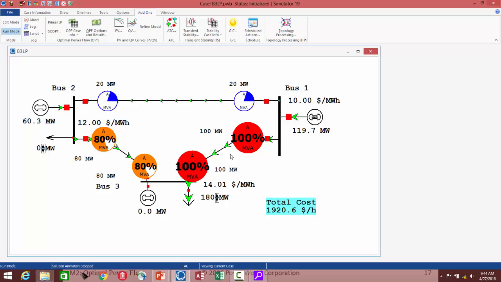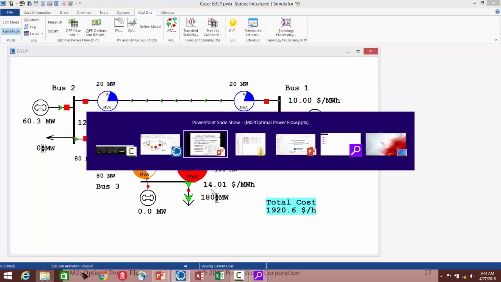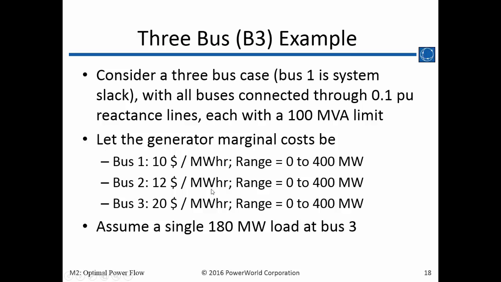And we have a transmission limit met here on this line at 100%, but we don't have a limit on this line. So we could still get power in, but the cost is $14 per hour, and we'll take a look at exactly where that comes from.